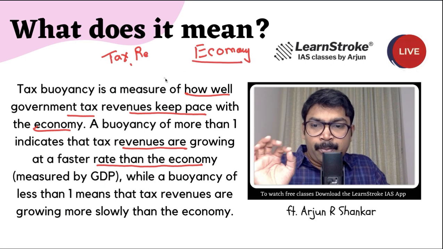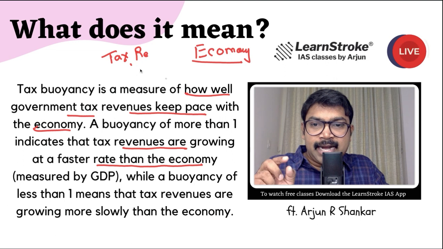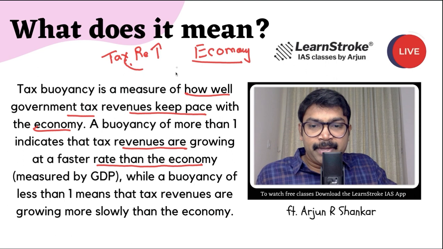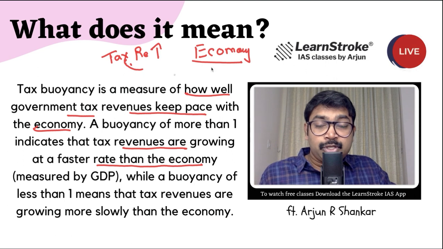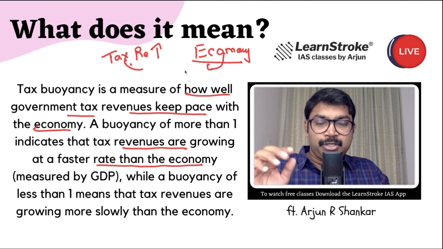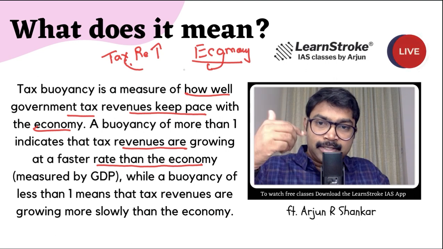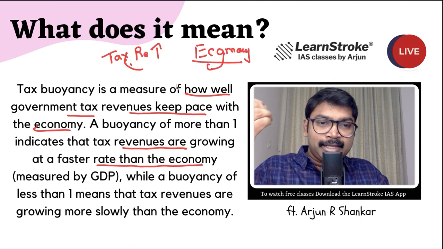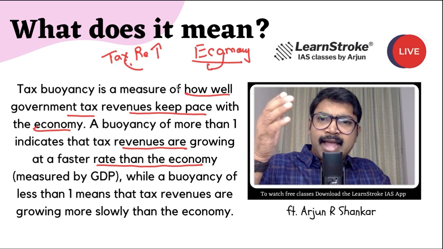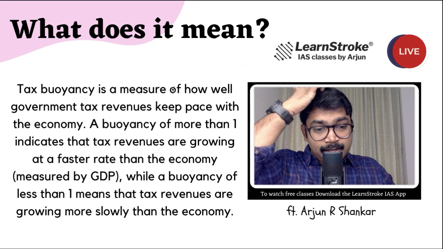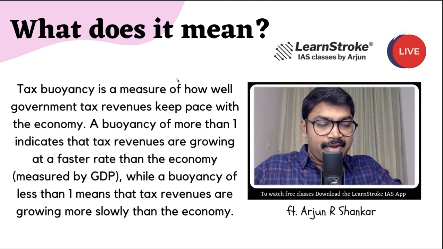And a buoyancy of one indicates that the revenue is growing much better than the economy. If it is less than one, that means the tax revenues are growing slower than the economy. So I hope you understood this concept. One means it's growing more than the economy. Tax revenue is growing more than the economy. If it is less than one, tax revenue is growing less than the economy. This is something that we have to understand at this point. Okay, so this is one important thing that we have to understand here.